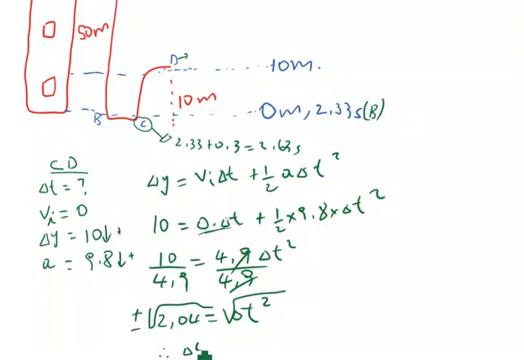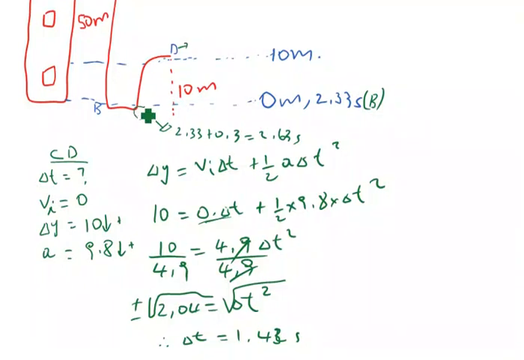Therefore, delta t is always the positive one. The answer here is 1.43 seconds, the positive one, right? So the time from here to here is 1.43. Hoping that is correct. Then we add this to get the time here. So the time here is 2.63 plus 1.43, therefore the time is 3.82 seconds.